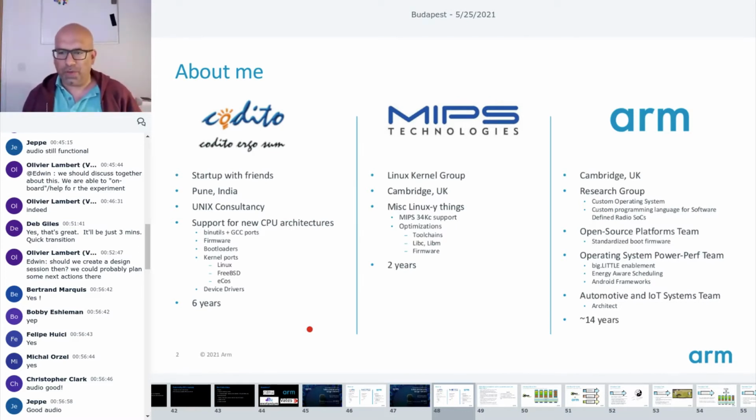Moved on to MIPS at Cambridge as a part of the Linux kernel group, support for their first hardware multi-threading processor. Lots of cool stuff over there. MIPS decided to make a couple of bad moves, ended up in ARM. I kept telling myself I'll leave next year, and I've been around for 14 years, so now I'm kind of like institutionalized, I suppose, is the word.